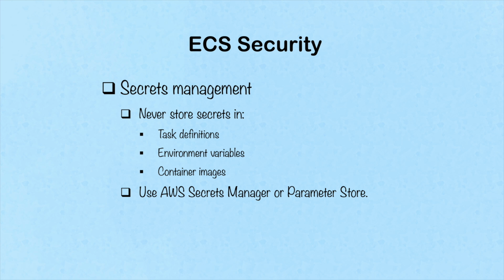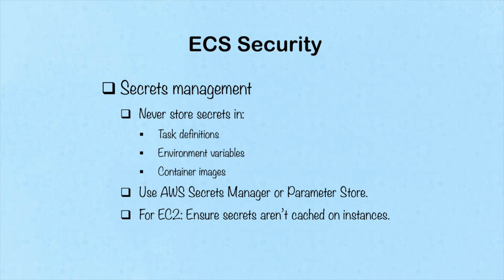Instead of hardcoding, store your secrets securely using AWS Secrets Manager. Designed specifically for storing sensitive data like passwords, tokens, and certificates. AWS Systems Manager Parameter Store. Good for storing configuration values and simple secrets. Avoid caching secrets on the host. Make sure your application doesn't write secrets to disk or store them in temporary files.